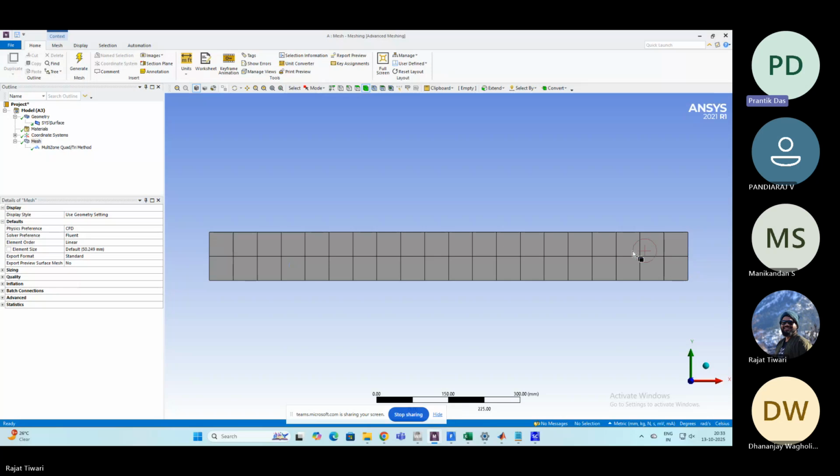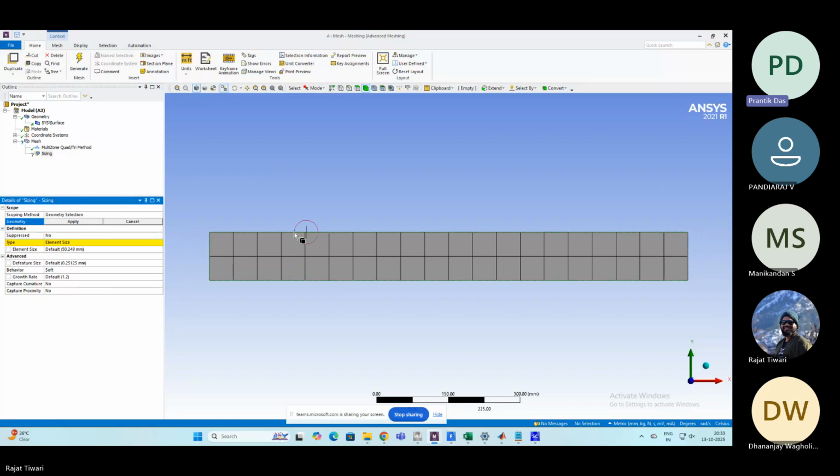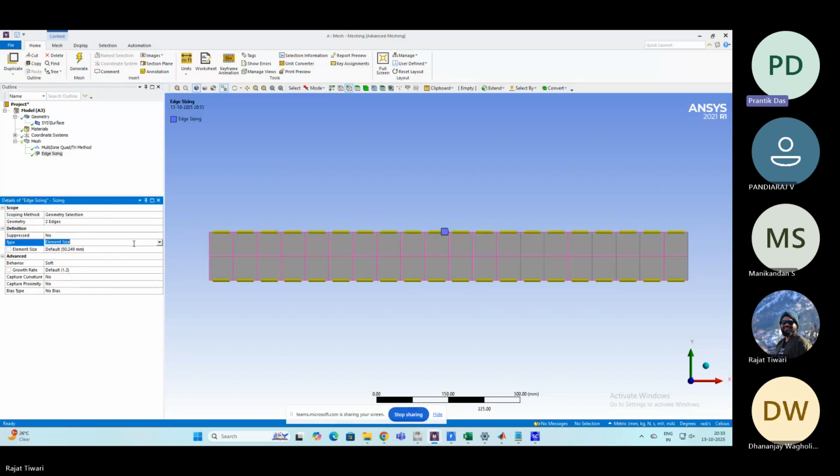So if I want to select the number of cells in the direction, I have to go to mesh, then go to insert, and then go to sizing. And then I have to select from here the edges itself. So this one is one edge, this one is another edge. And then click on apply. And then type, I have to go for number of divisions. So number of divisions, I will go for 200. And then I can go to hard.